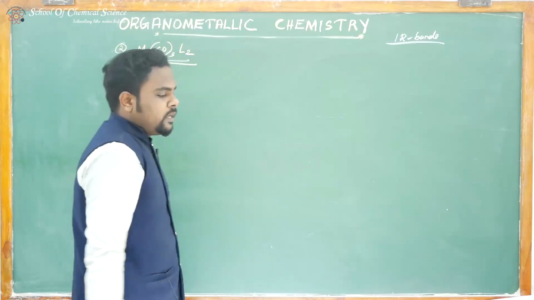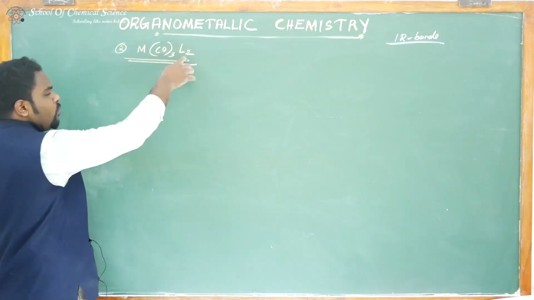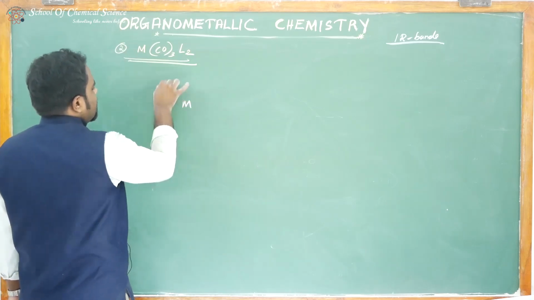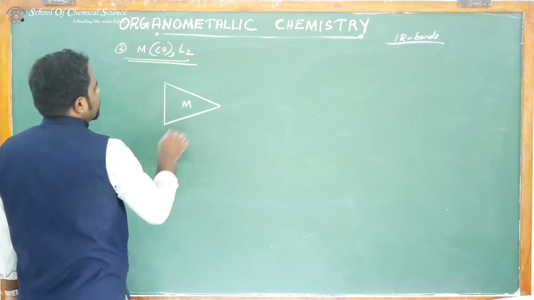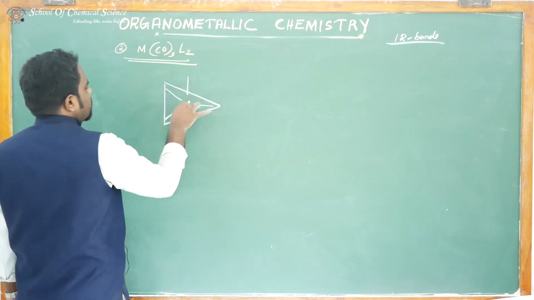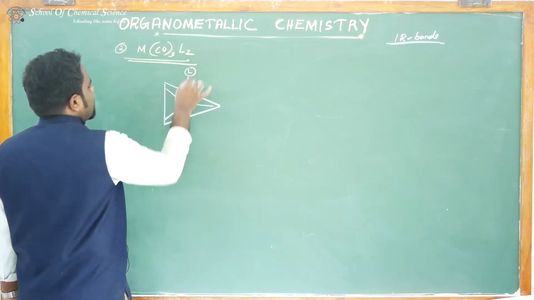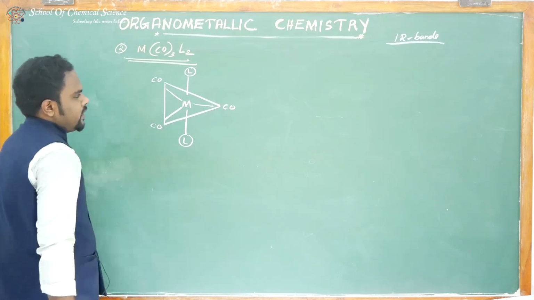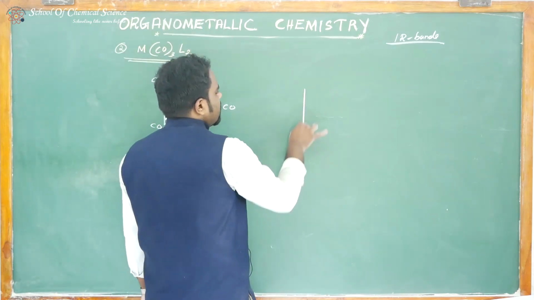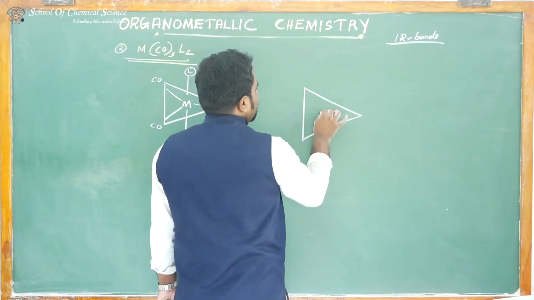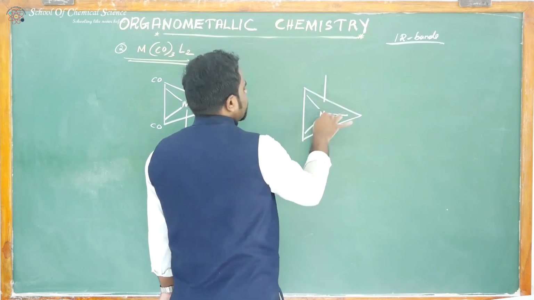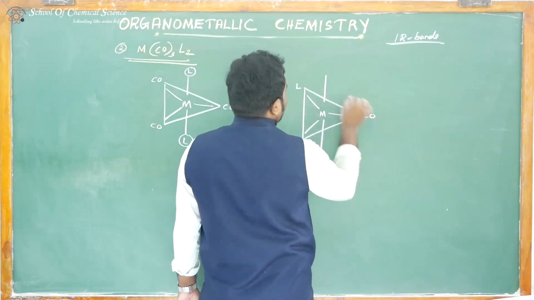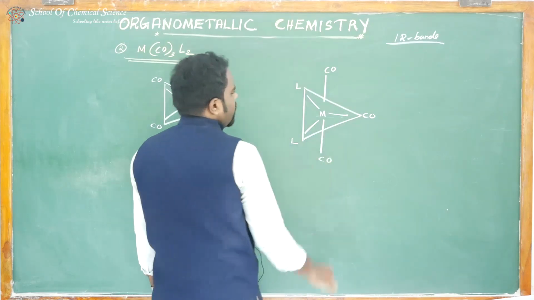Sketch the possible geometry. First one, 2 L ligands in axial position. This is a triangle. The 2 L ligands in axial position. Here carbon monoxide, carbon monoxide, carbon monoxide. Then next case, a triangle, metal at the center. 2 L ligands in equatorial position. Here carbon monoxide, carbon monoxide, carbon monoxide.